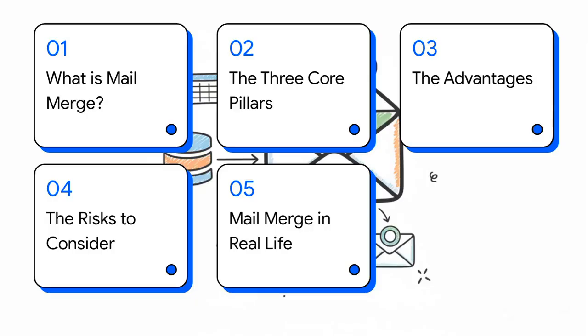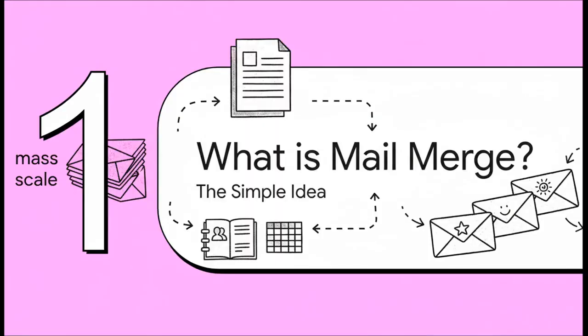All right, so here's our plan for this explainer. First up, we'll ask, what exactly is mail merge? Then we'll get into the 3 core pillars that make it work. After that, we'll look at the big advantages, but also the risks you need to look out for. And to wrap it all up, we'll see where mail merge pops up in real life. Okay, let's dive into our first section.